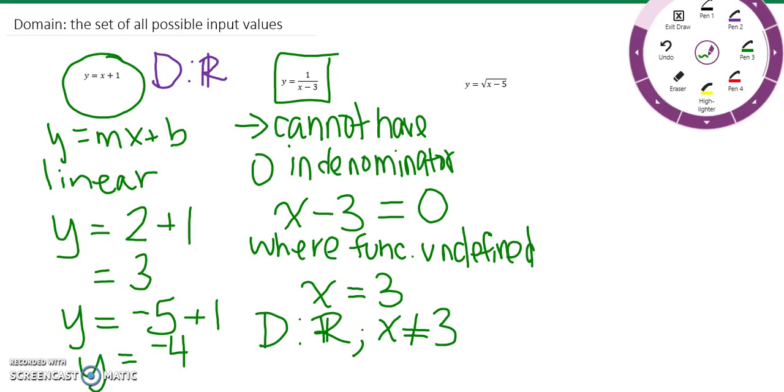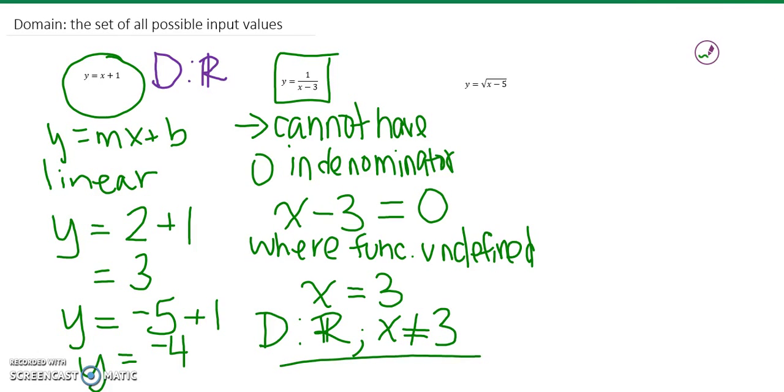In our final example, we see y equals the square root of x minus 5. We cannot take the square root of a negative number. This will not result in a real solution.